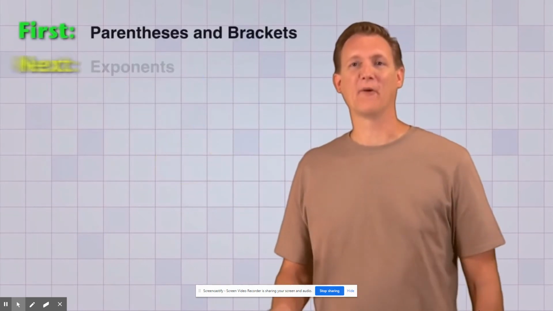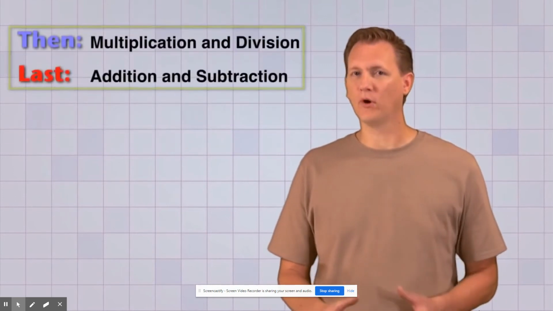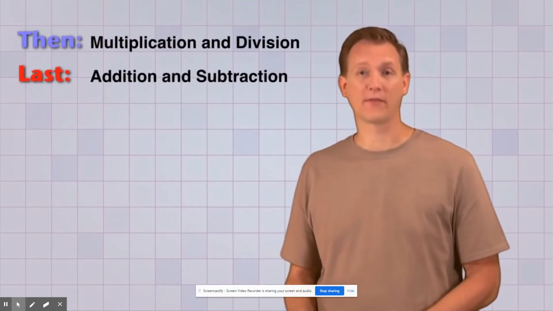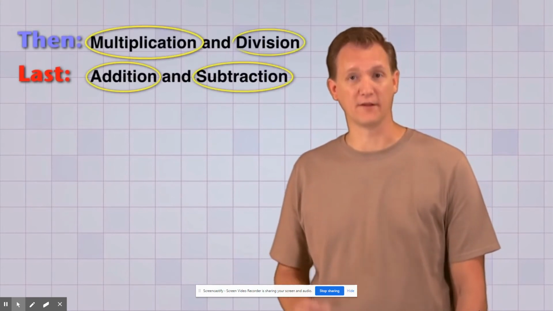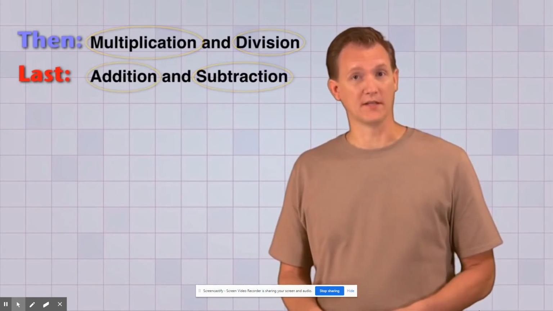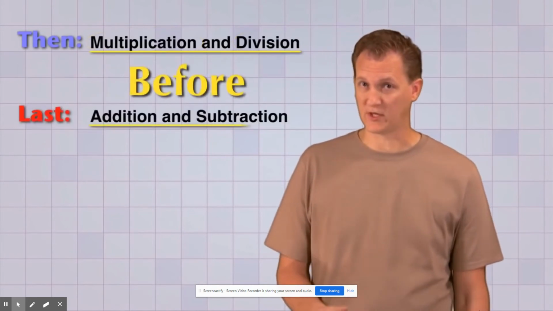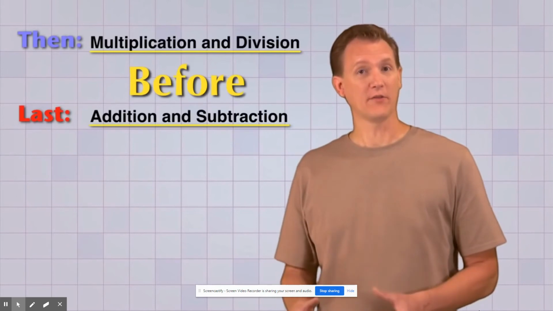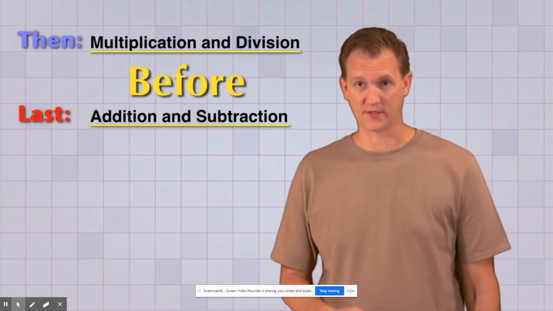All right, now we're going to look at the last two rules together. These two rules are really important because they deal with the most common math operations: addition, subtraction, multiplication, and division. And the rules tell us that we need to do multiplication and division before we do addition and subtraction. To see how these rules work, let's look at a few quick examples that use those basic operations.